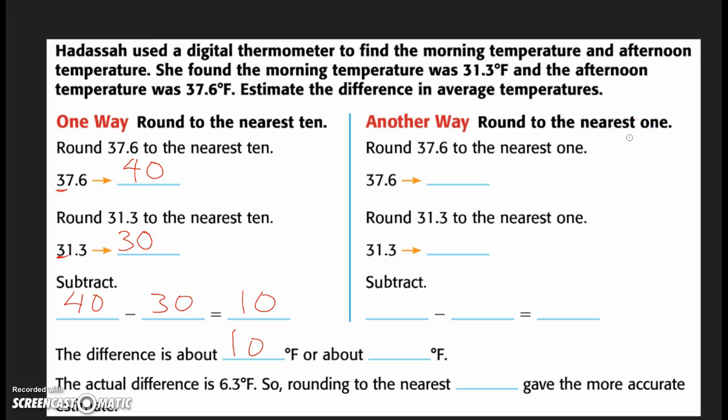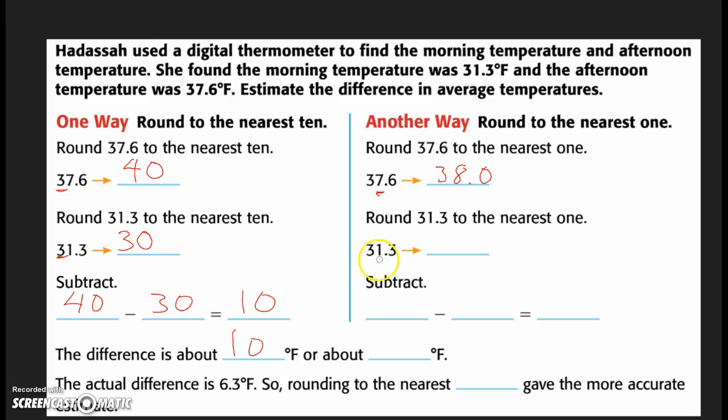That's the nearest whole number. So in this situation, my ones place is a 7, and right next door, just to the right, is a 6. 5 through 9, climb the vine. That means that 7 becomes an 8. 3 stays the same. Everything behind becomes a 0. So that's 38.0, 38 and 0 tenths.